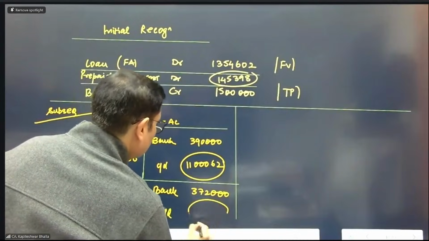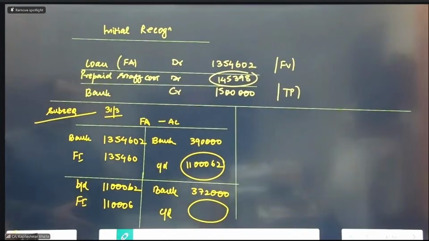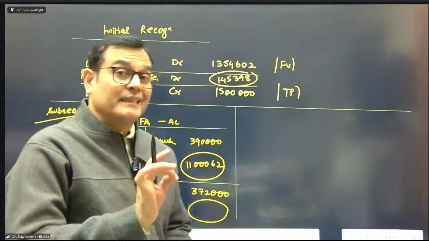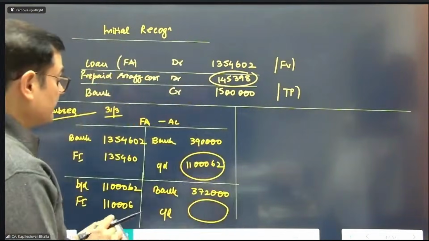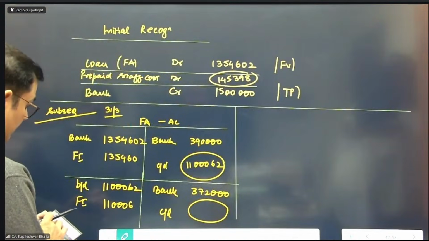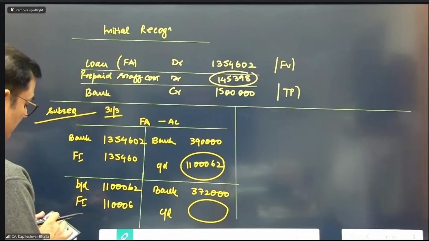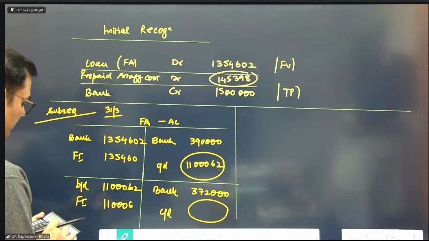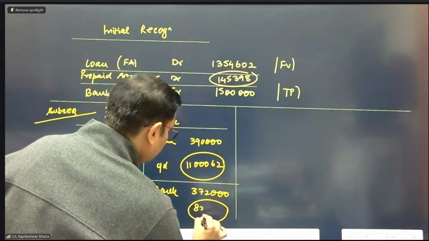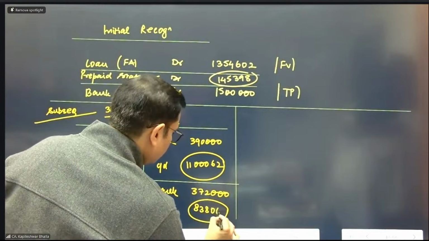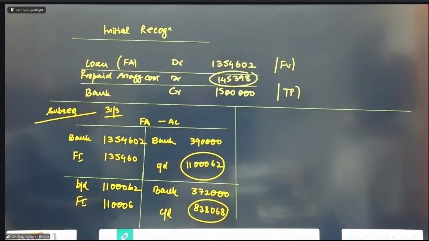So though the question is asking the entries at the end of first year, I made a ledger account for 2 years because I want to segregate the current and the non-current portions as well. So plus 11,006 minus 372. This comes to 838,068. And I think now let me say something.